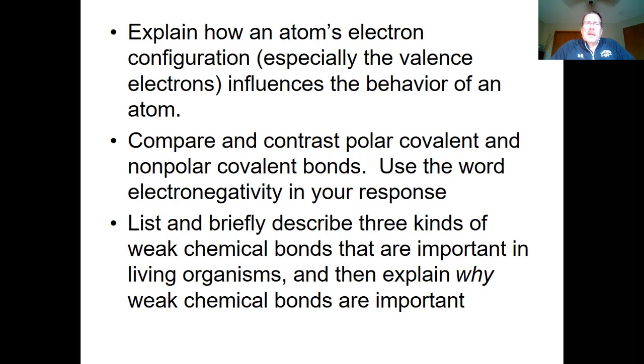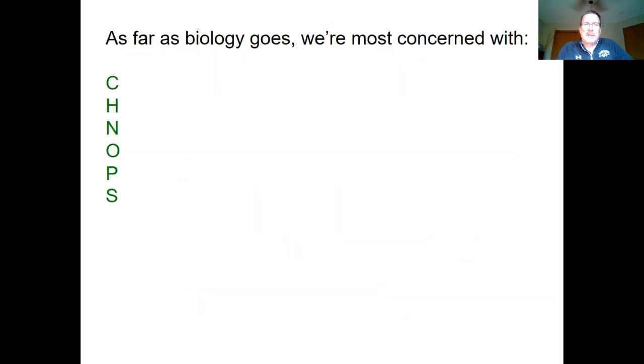So what should you really understand? The atom's electron configuration, valence electrons, polar and nonpolar bonds, and electronegativity. And then the other weak kinds of chemical bond forces. And again, what's an ion and how do ions form? That goes into the atom's electron configuration.